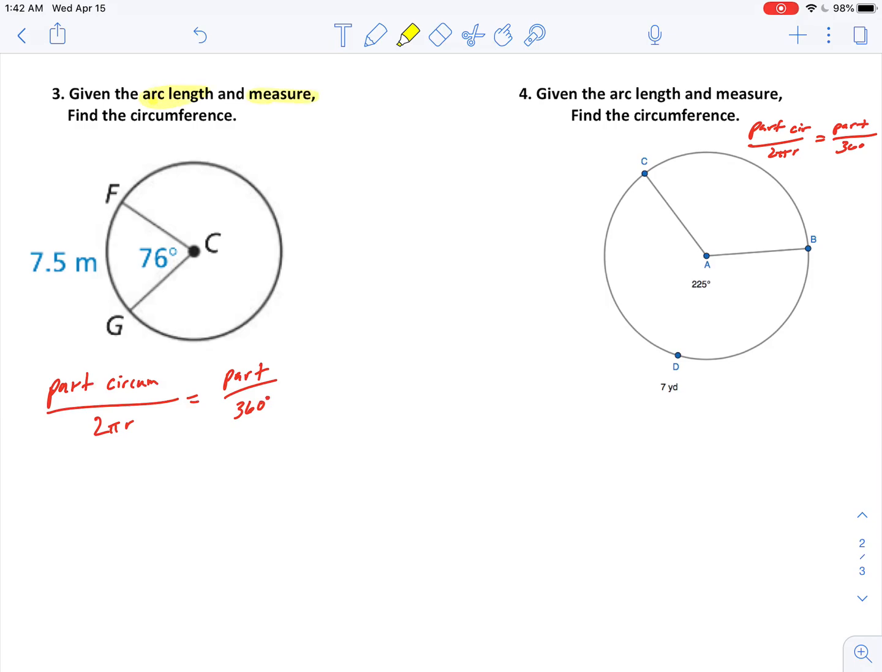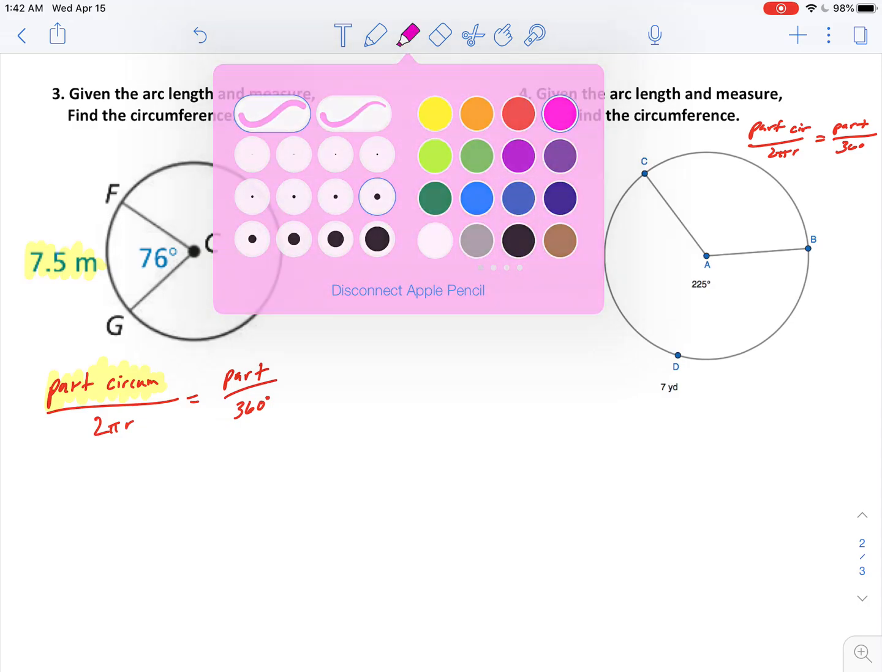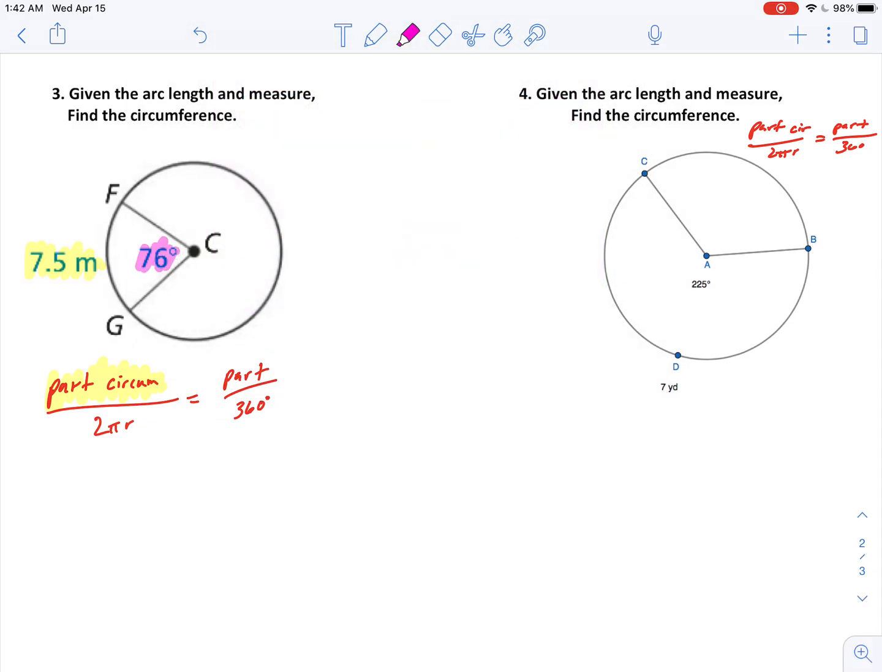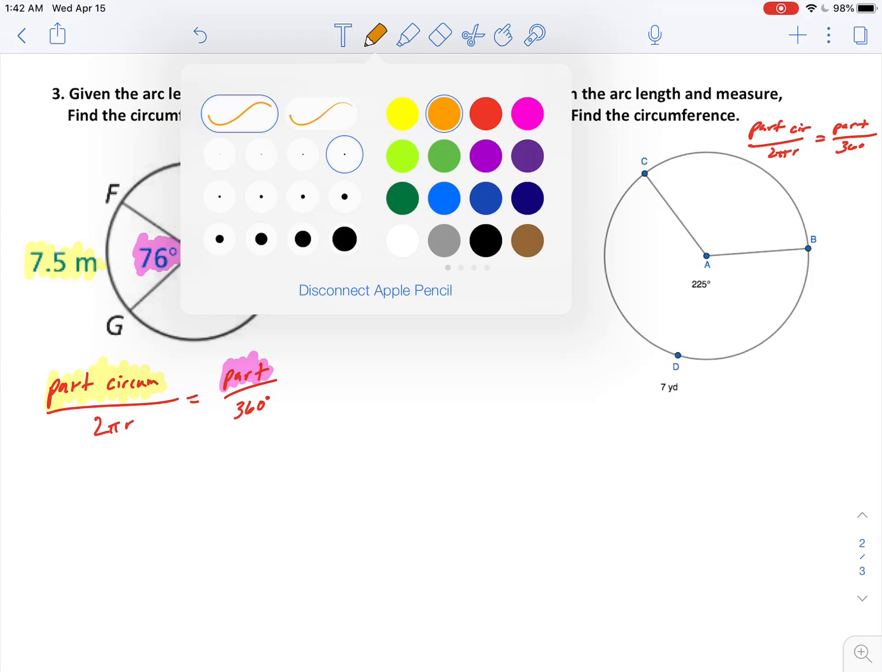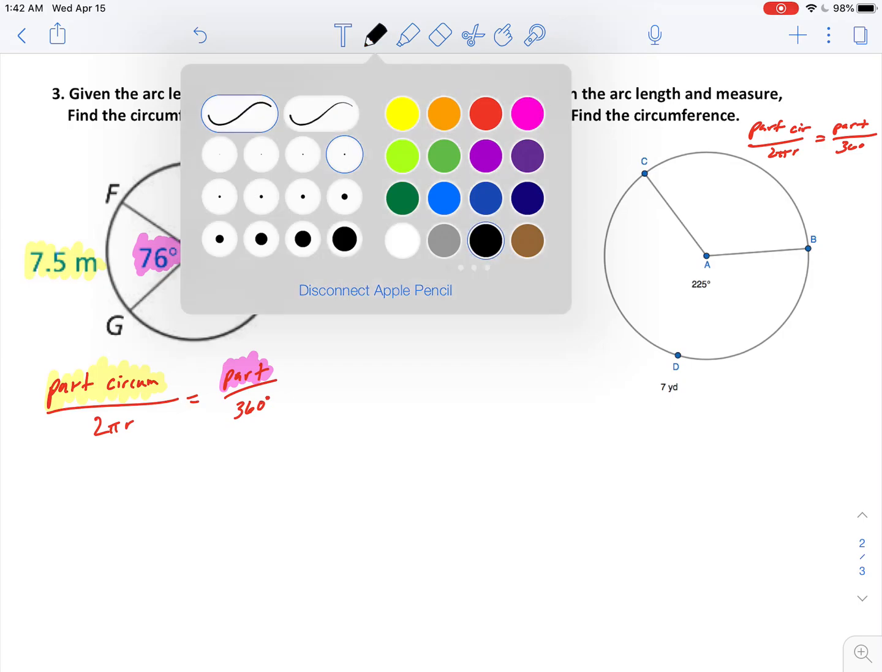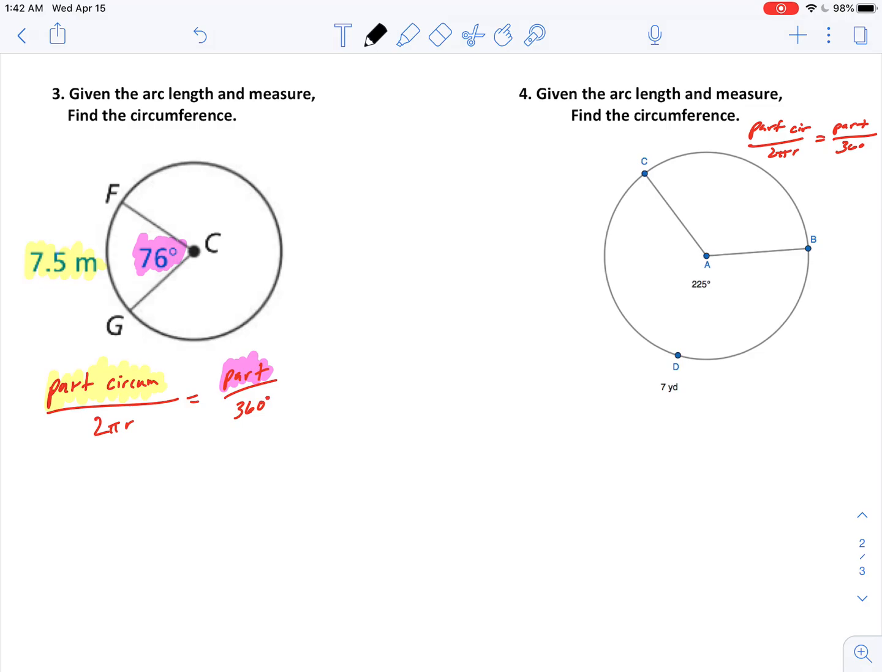And let's take one slightly different approach. We're going to take the same formula, same process. The only difference is being very, very careful about identifying what parts you're given. So here I'm telling you, I gave you the arc length and the arc measure. So I'm giving you the part of the circle, part of the circumference is 7.5. So that's the part of the circle I'm giving you. I've also given you this central angle, so part of the whole circle in degrees.